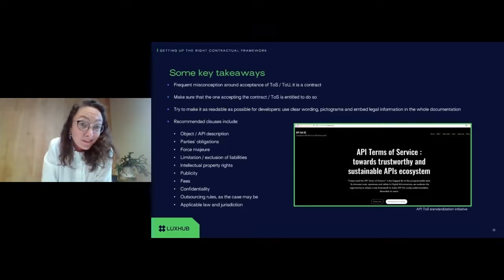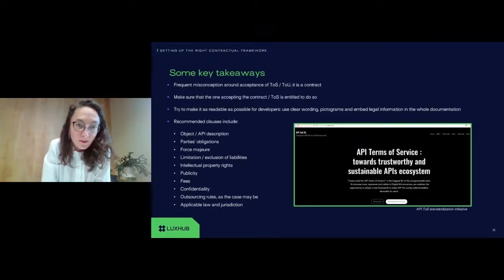Of course, the fees, if there are some. Eventually confidentiality, because we mentioned we might have personal data, we might have trade secrets, so we want to have confidentiality. And a very important last point: if using the API might be considered in one way or another as an outsourcing, ask yourself the question, does it qualify as an outsourcing arrangement?